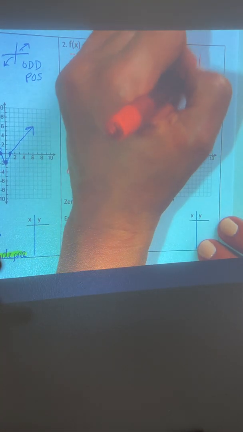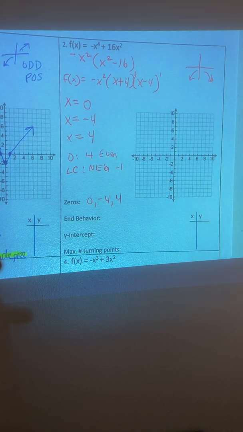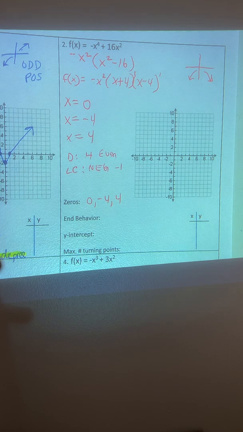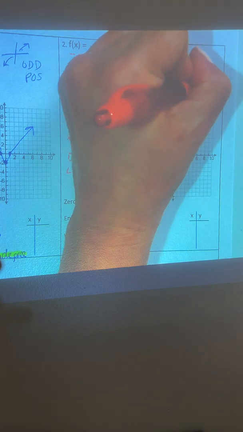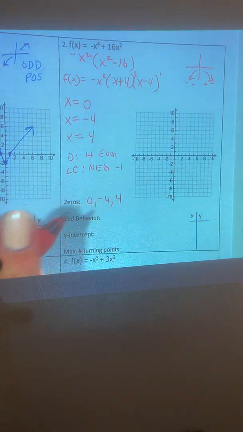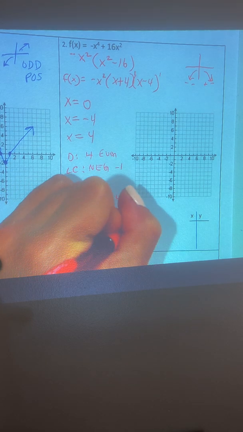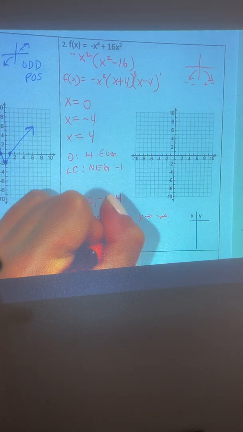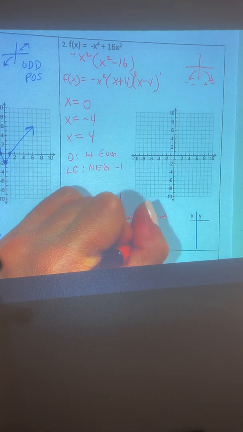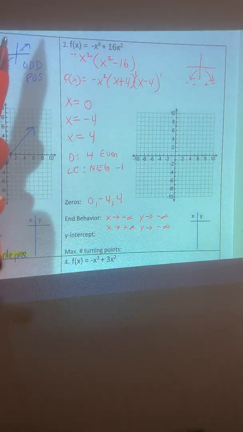All right, let me draw the sketch of what even negative looks like. That's even negative. Okay, so even negative, that's negative, negative, and this is positive, negative. So my end behavior: as x approaches negative infinity, y approaches negative infinity. As x approaches positive infinity, y approaches negative infinity. That's my end behavior.